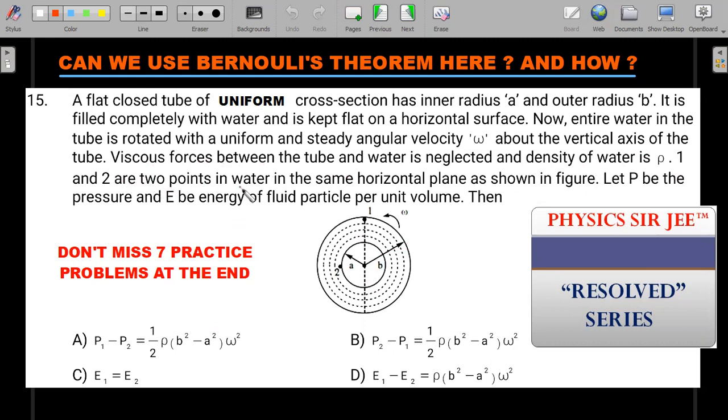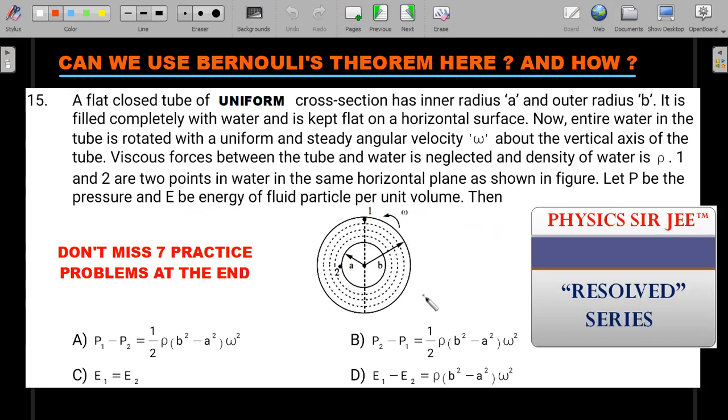1 and 2 are 2 points in water. 2 is very close to the inner surface, and 1 is the one which is almost at the outer surface inside water, as shown in the figure. Let P be the pressure and E be the energy of the fluid per unit volume. If nothing is mentioned, this energy is the mechanical energy, which contains the 3 forms of mechanical energy in Bernoulli's equation. Then, which of the following 4 options, one or more than one may be correct, is the most appropriate based on the information given?